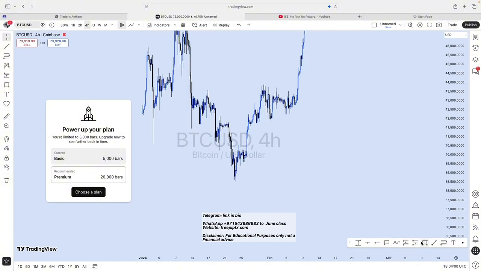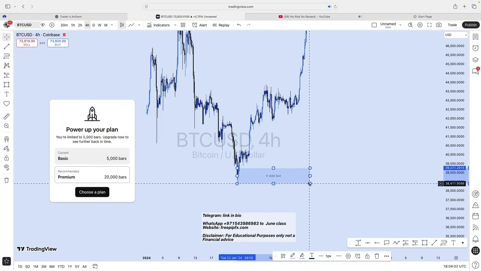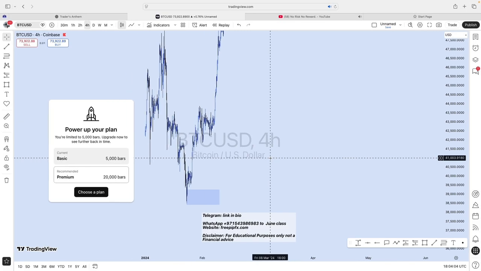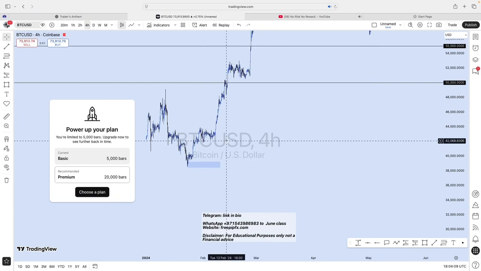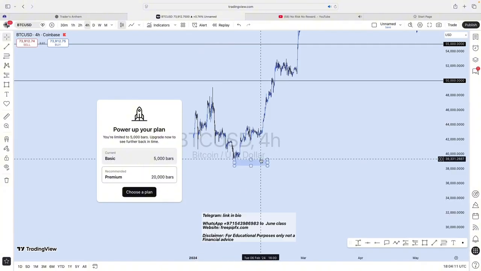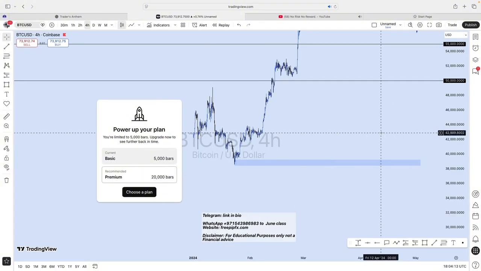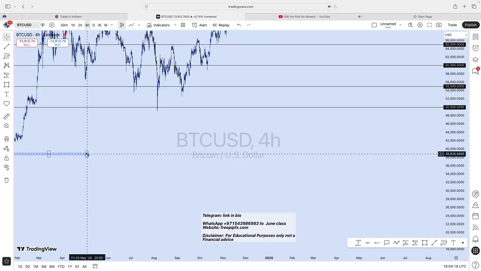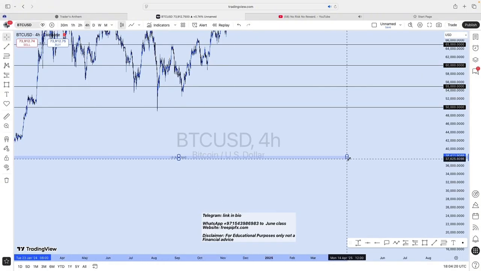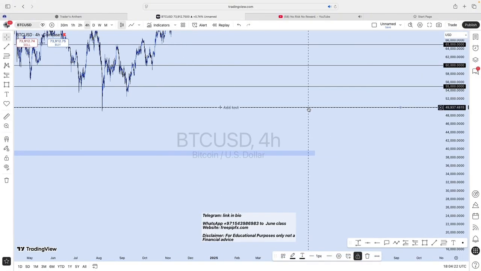So I expect price to come to this very low. As of how it will get here, I don't know, but I expect price to come here because there are a lot of liquidities beneath, and then price needs to come and mitigate this zone and give us that buy reversal. So we have much room to look for more sales on BTCUSD.